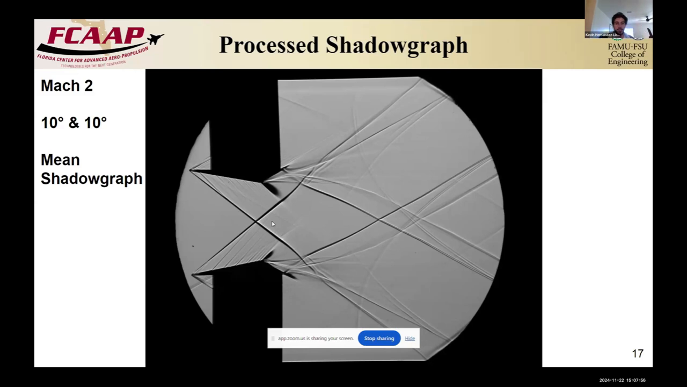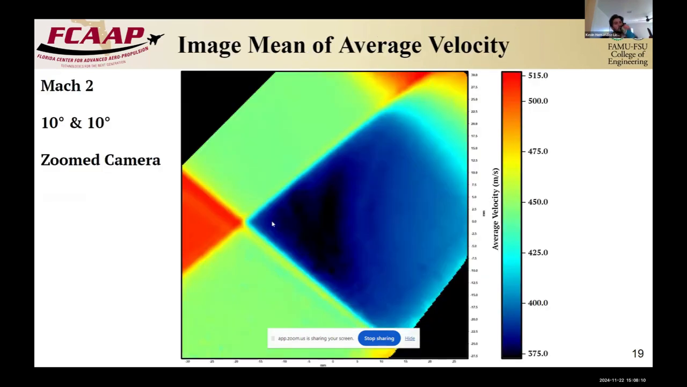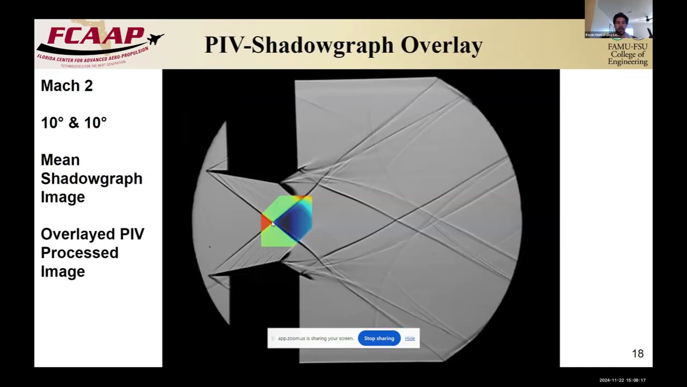So here's some mean shadowgraph I took. And then in this experiment, I also performed PIV. And here's a little overlay of the PIV results onto that shadowgraph. And then this is just a more in-depth look at that PIV image. So here I have 2 shock generators that each have a wedge turn angle of 10 degrees into the flow, creating a resulting shock.